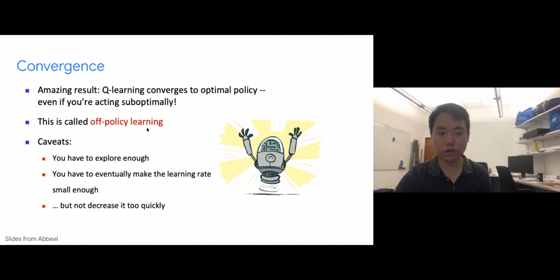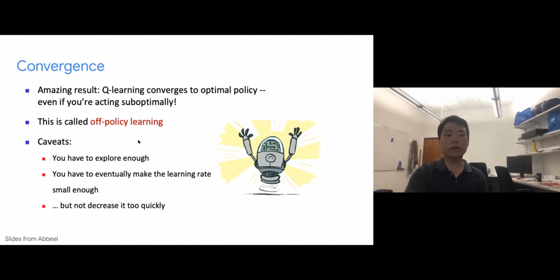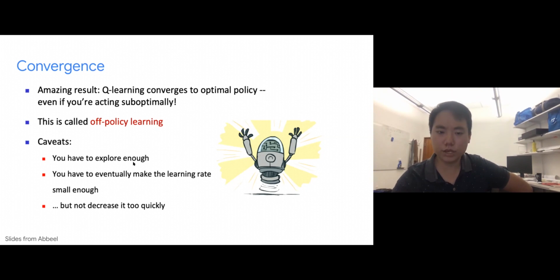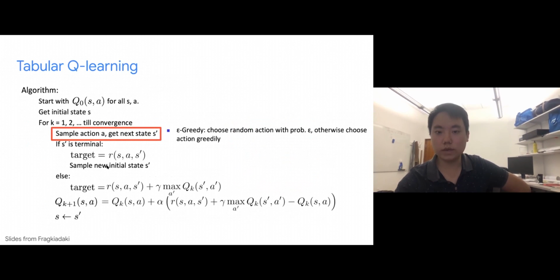And this is called off-policy learning. There's been a bunch of research in this. But again, these methods are quite hard to tune because you have to explore enough, you have to make the learning rate small enough, but not decrease it too quickly. And this exploration problem is exactly why we need to be careful of how to do epsilon greedy.